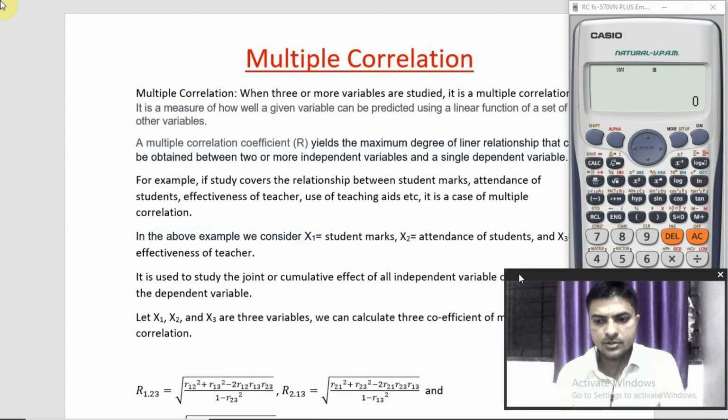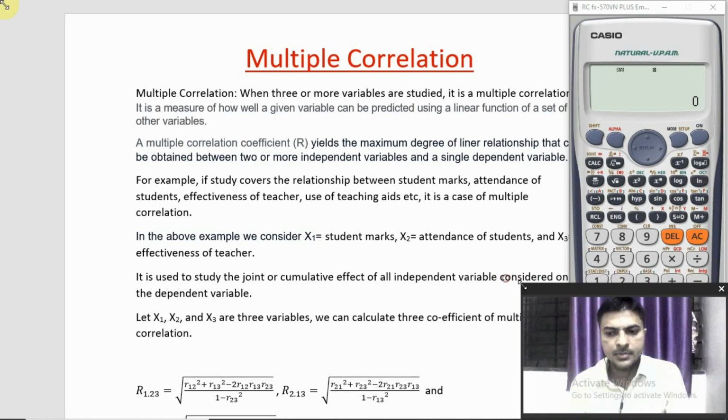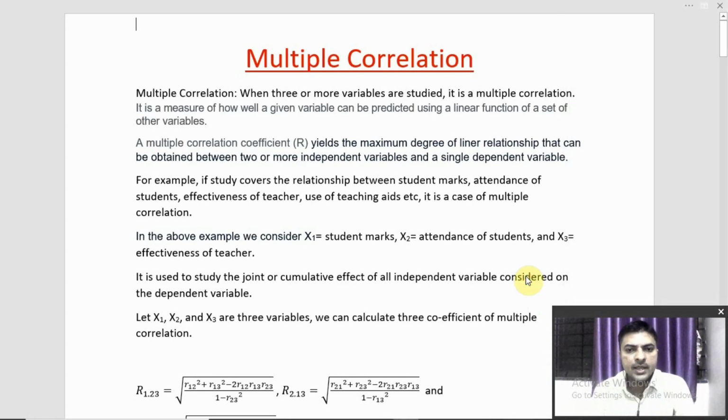What is multiple correlation? First you have to understand what multiple correlation is and its example, then we can easily solve the example. When 3 or more variables are studied, it is a multiple correlation. It is a measure of how well a given variable can be predicted using a linear function of a set of other variables. Yes, it's very simple. What is the meaning of multiple correlation?